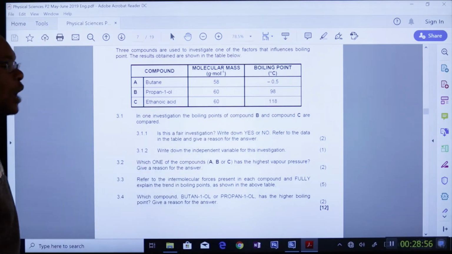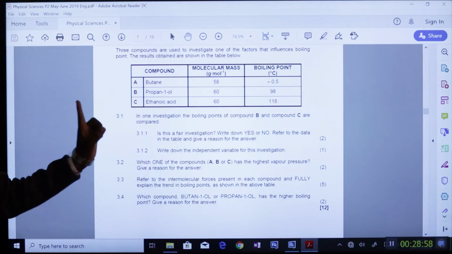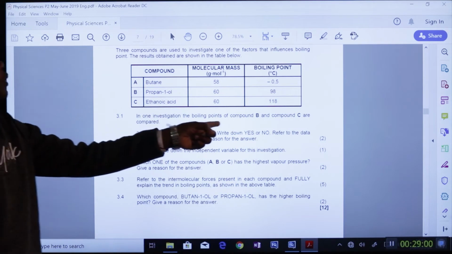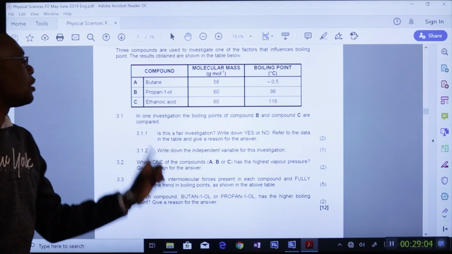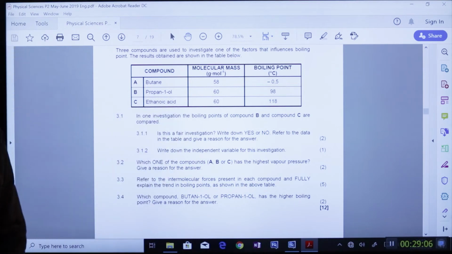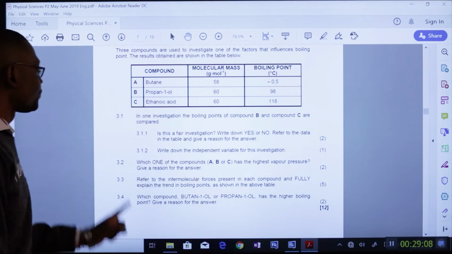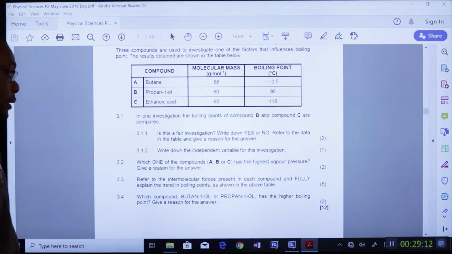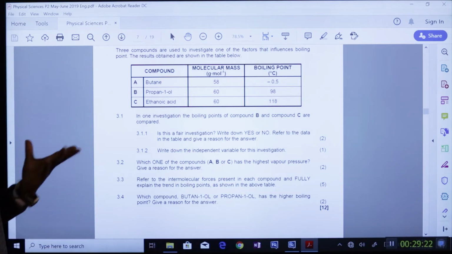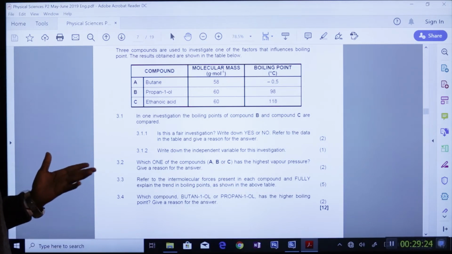So let's see how do we answer this question. You're seeing that in one investigation, the boiling points of compound B and compound C are compared. Okay. Is this a fair investigation? Write down yes or no and refer to the data in the table and give a reason for the answer. Can we say these materials can be compared?